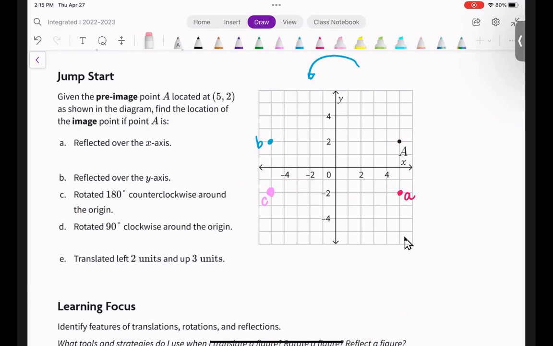D says rotated clockwise. So clockwise means it's going to go this way. Oops, sorry, I wanted to change colors. Clockwise means it goes this way, like the way the clock's hands go, 90 degrees. So I still do that thing where I connect the dot from the point to the origin, but now 90 degrees looks like this. See how that's 90 degrees right there? So that's this point right here.